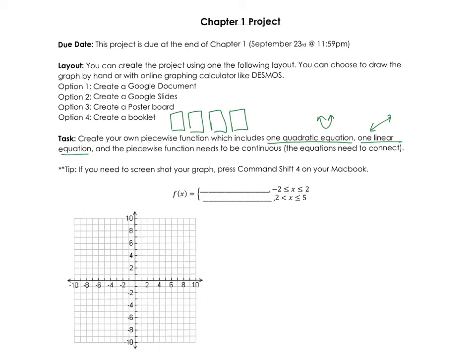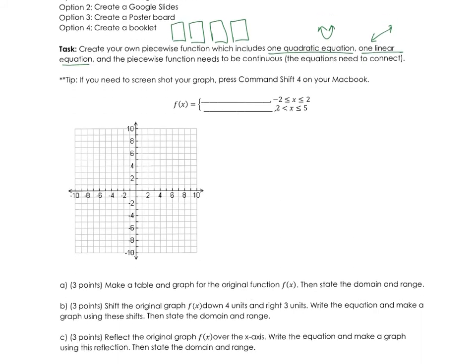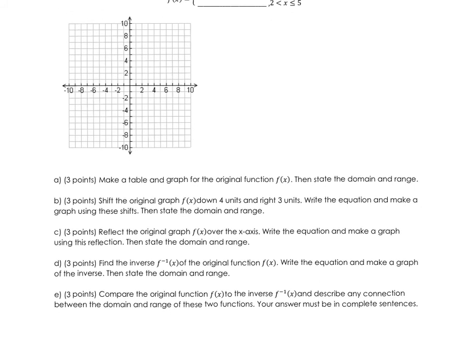But essentially, what you're going to be doing is creating that piecewise function. You're going to make a table, graph the original piecewise function, and then state the domain. So that's going to be part A. Then afterwards, you're going to basically take your original piecewise function and do a lot of different transformations that we've learned in this chapter.